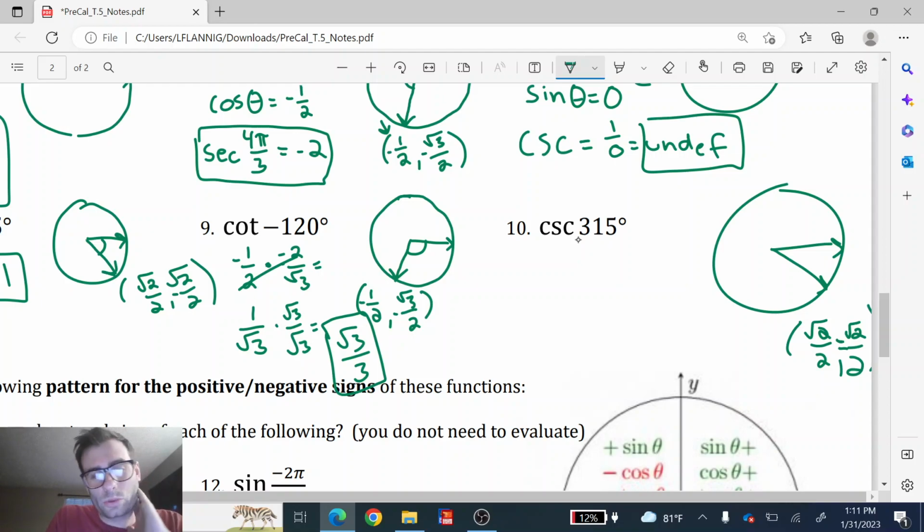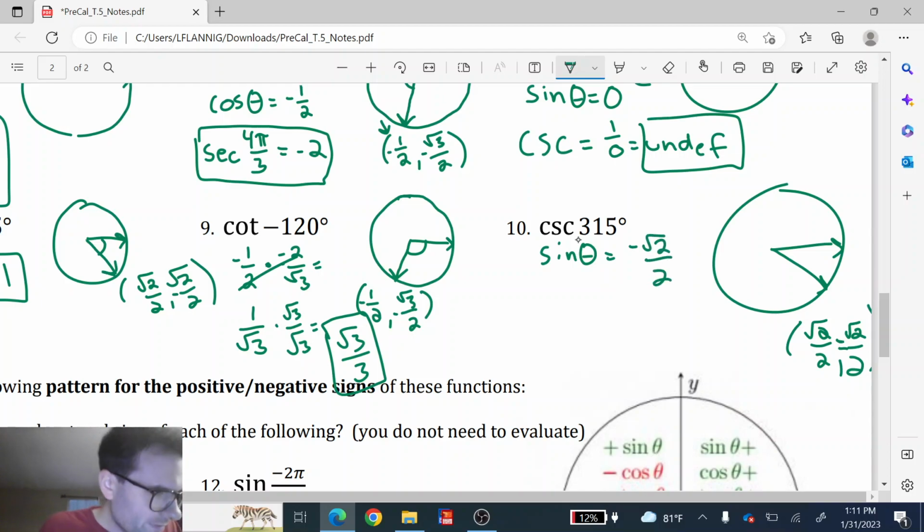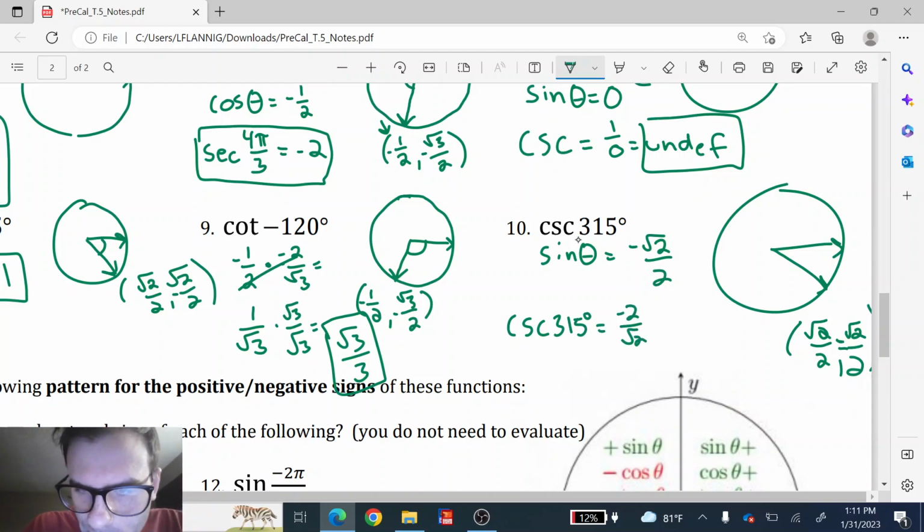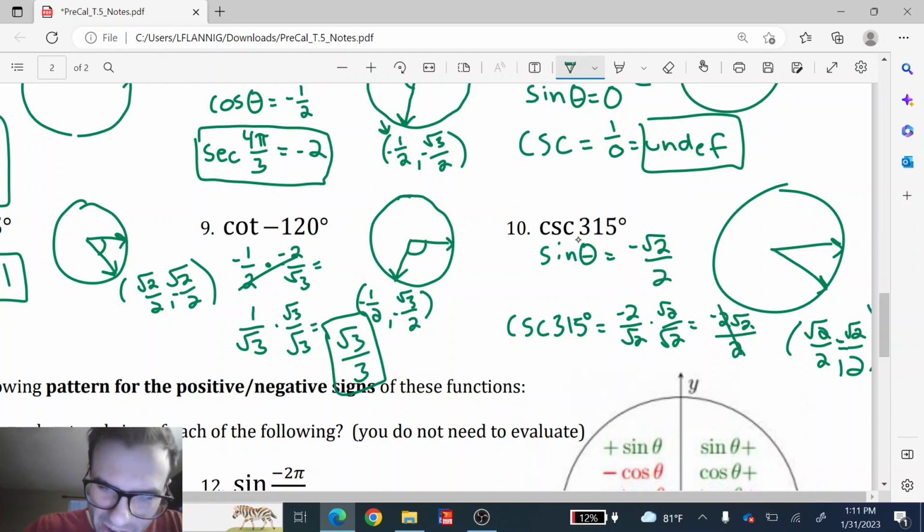Okay, so we're looking for the cosecant. That's the reciprocal of the sine. So the sine here is equal to negative root 2 over 2. And to do the reciprocal of that, the cosecant of 315 would be negative 2 over the root of 2, but I can't leave it like that because it's a radical. So I should multiply it by the root of 2 over the root of 2. And I'll get negative 2 times the square root of 2 over 2. These cancel out, leaving you with a final answer of negative square root of 2.